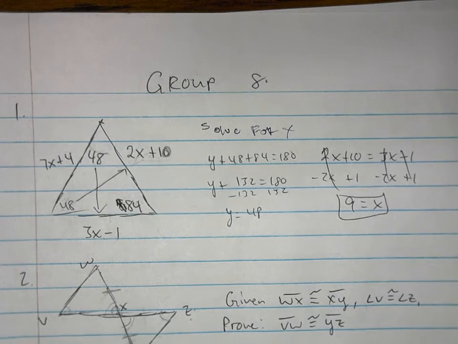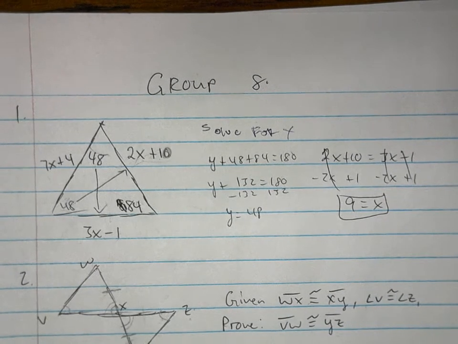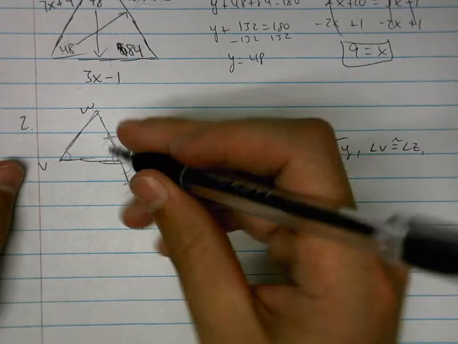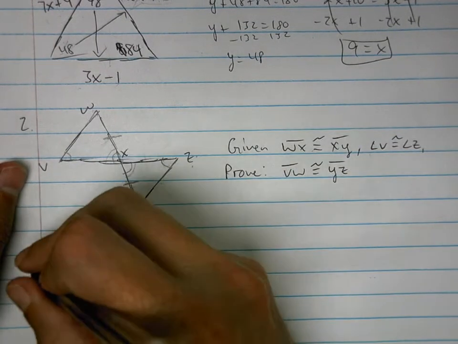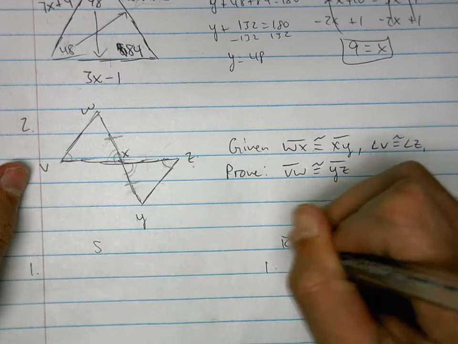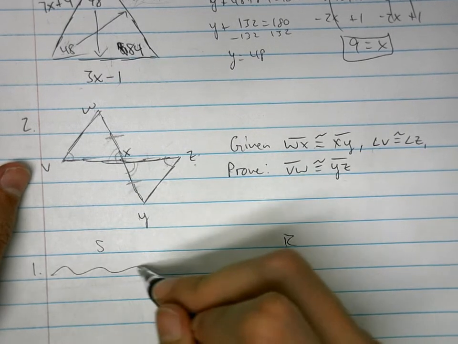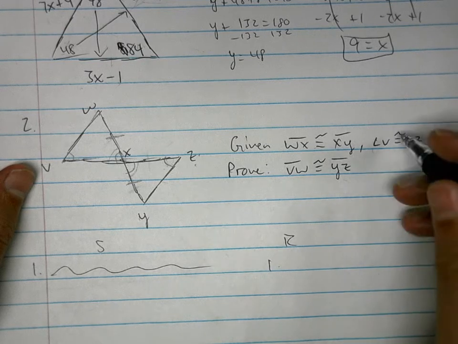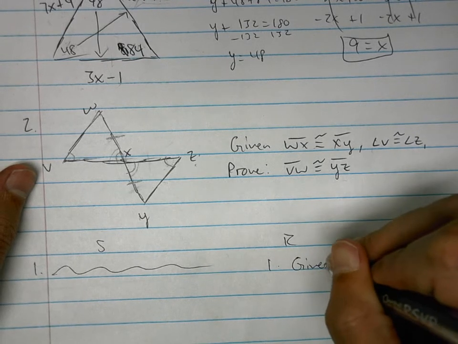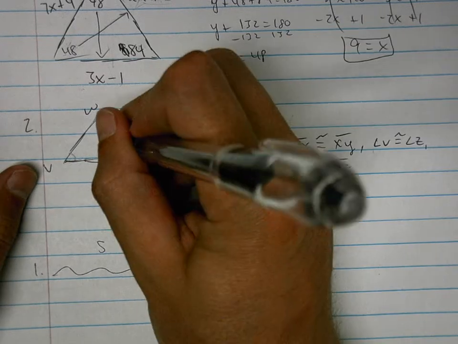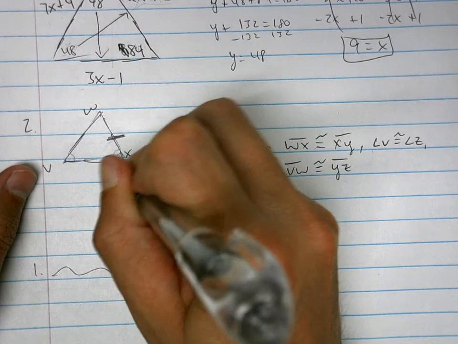Number 2 is another proof. So we have statement and reason. Statement, reason. I'm running out of time because class starts in like 5 minutes. So for our reason, we're going to put given. Okay, and you get to mark those on the shape. So WX, XY.